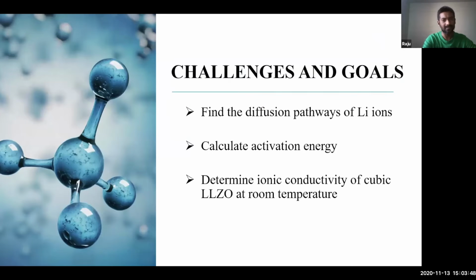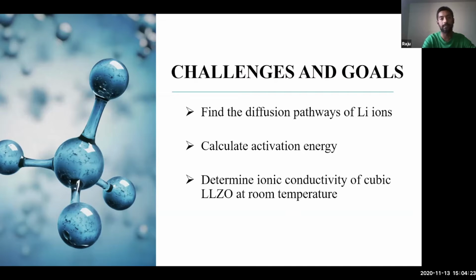So, what is the aim of this project? The main aim was to observe, and from there we can calculate the activation energy, and from that the ionic conductivity of the electrolyte at room temperature. That was the primary goal of this project.